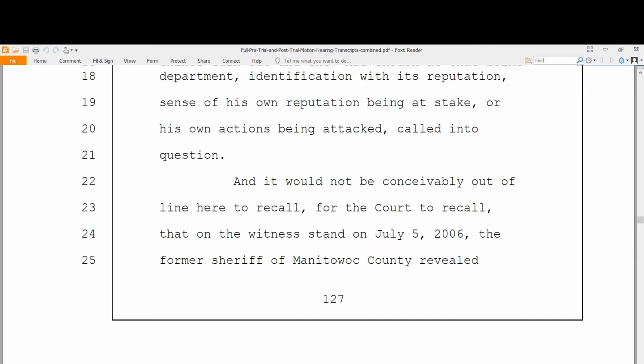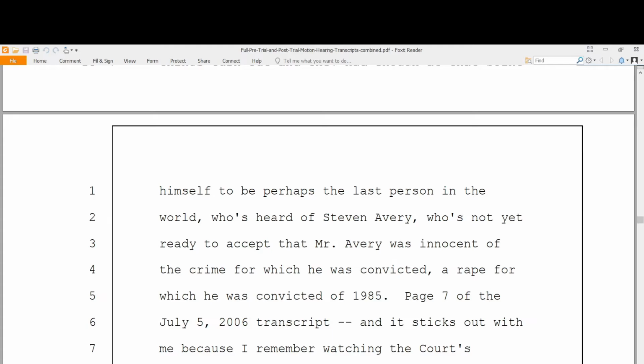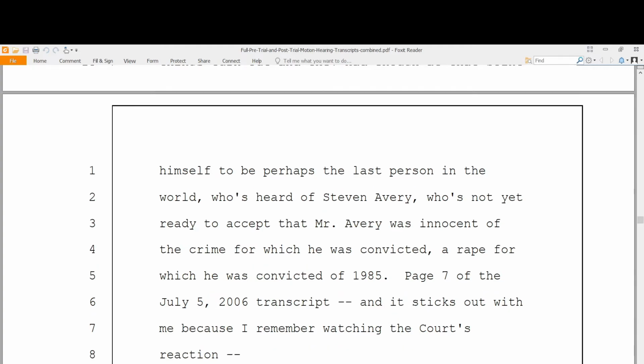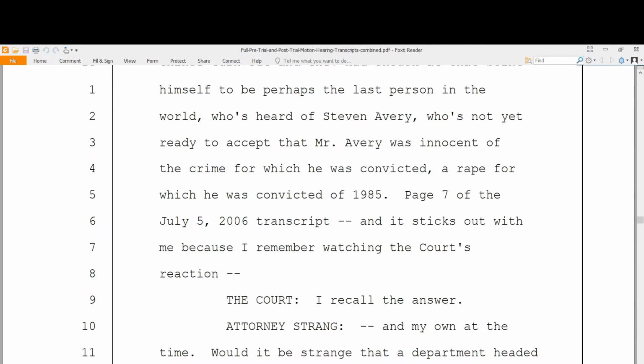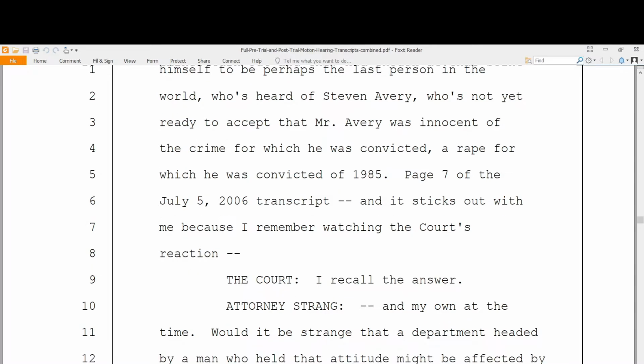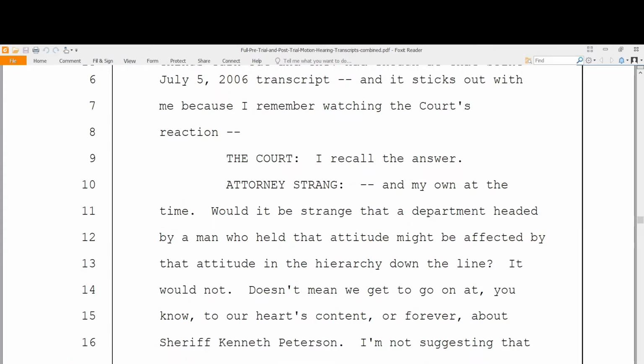And it would not be conceivably out of line here to recall for the court that on the witness stand on July 5, 2006, the former sheriff of Manitowoc County revealed himself to be perhaps the last person in the world who's ever heard of Stephen Avery who's not yet ready to accept the fact that Mr. Avery was innocent of the crime for which he was convicted, a rape which he was convicted of in 1985. Page 7 of the July 5, 2006 transcript, and it sticks out to me because I remember watching the court's reaction.